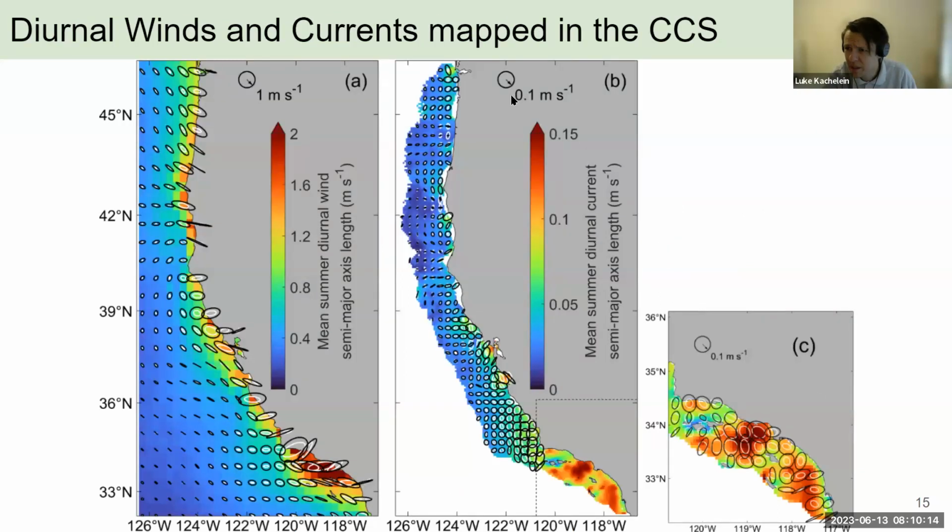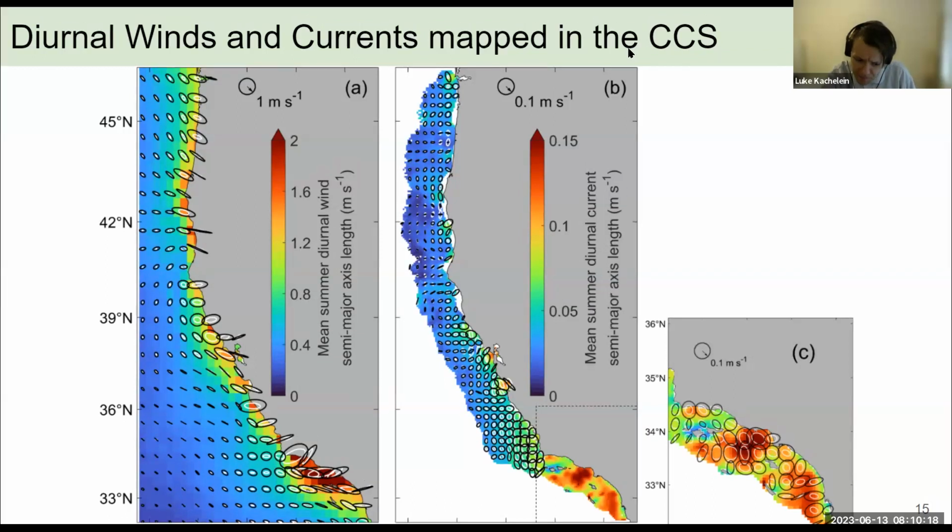So let's look into some of our findings. What we did was we basically just used a least squares harmonic analysis to decompose the currents and the winds into a diurnal component and a bunch of other frequency components as well. But we're just looking at the diurnal today until the very end. We'll look at more later. But for now, just think about the diurnal, the 24-hour cycle.